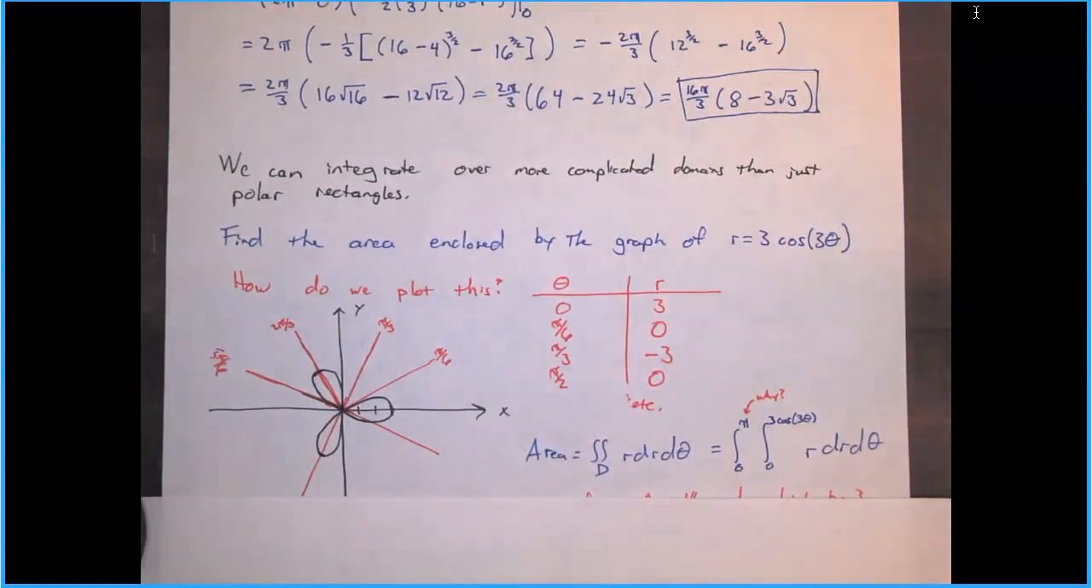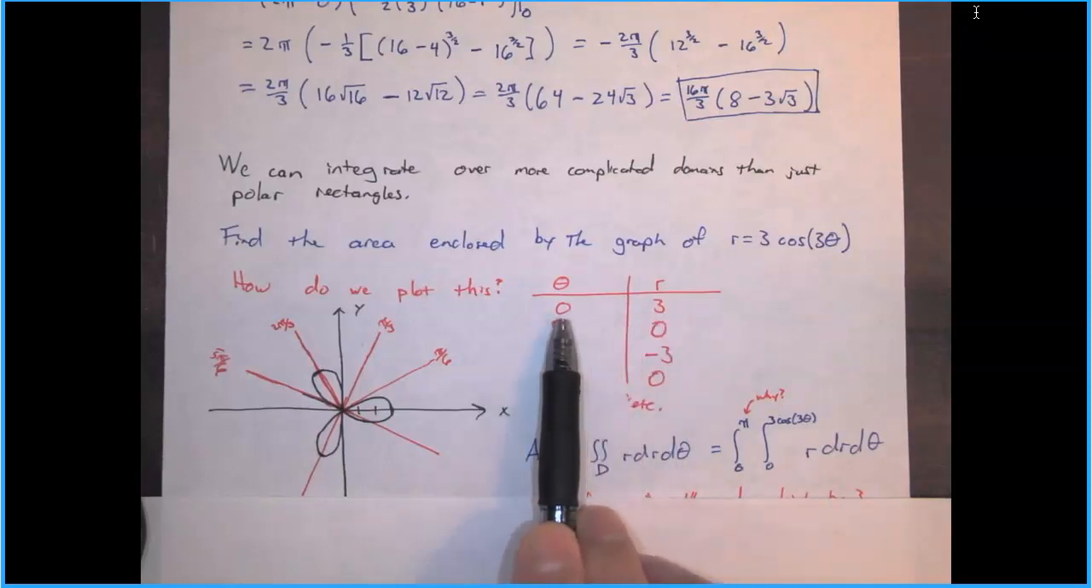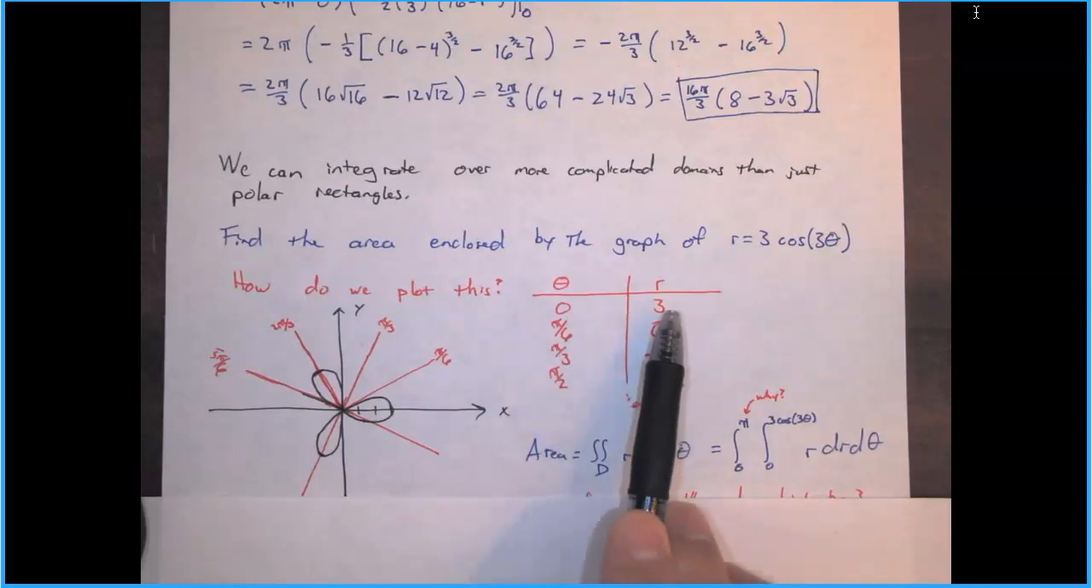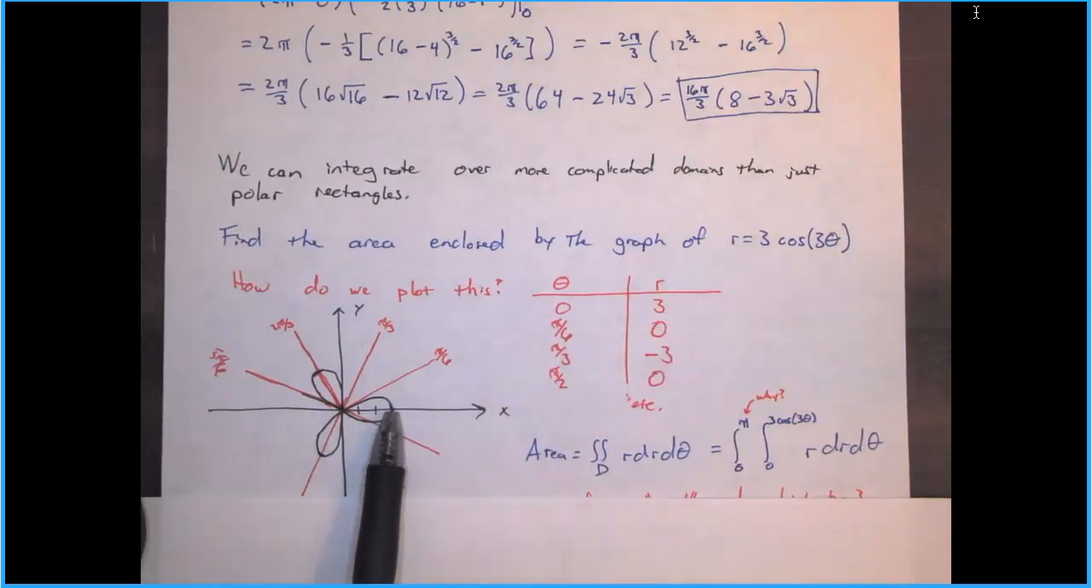But now you have to plot these points and think of them in terms of polar coordinates, so a radius and an angle. So if I want to plot the point 0, 3, that means I'm at an angle of 0, which is the positive x-axis, and I'm 3 away from the origin. So that's this point here.